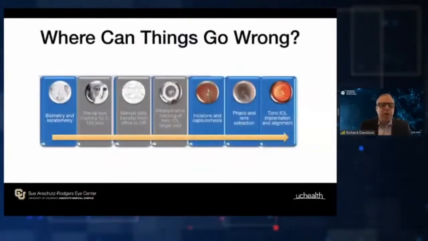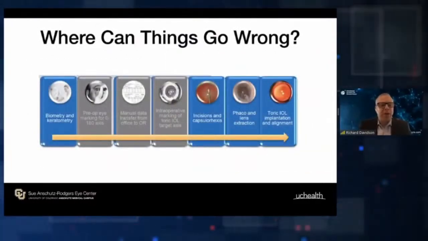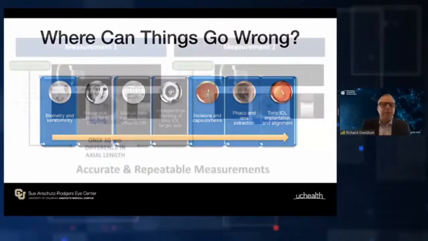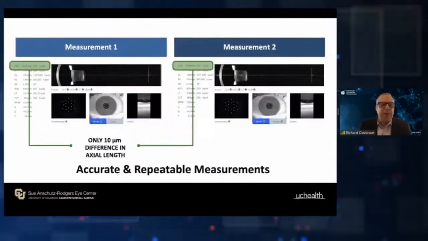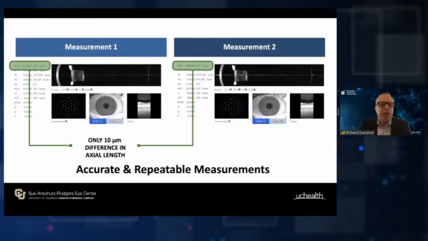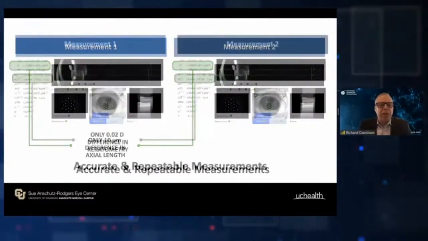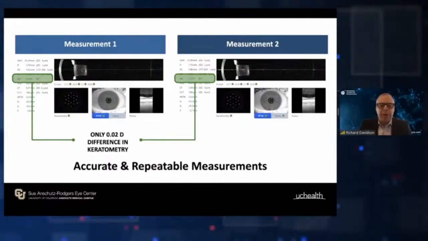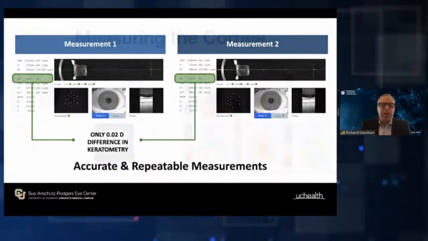Well, where can things go wrong? Anywhere along this process, things can go wrong. And as you can see, the first thing in this entire process is biometry and keratometry. So if you have bad biometry and keratometry, you could do the best capsulorhexis, but your results are not going to be as good. So we want reproducibility, and here's an example: when you're looking at axial length, these two measurements are within 10 microns. Here's an example of looking at keratometry. There's a 0.02 diopter difference in keratometry. So we want accuracy and we want repeatability in our calculations.